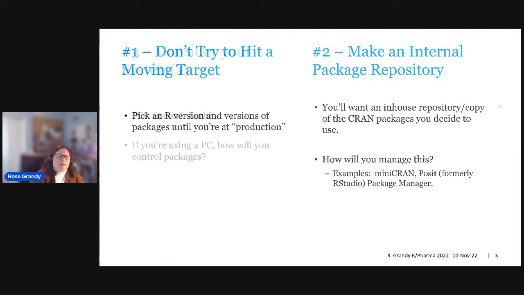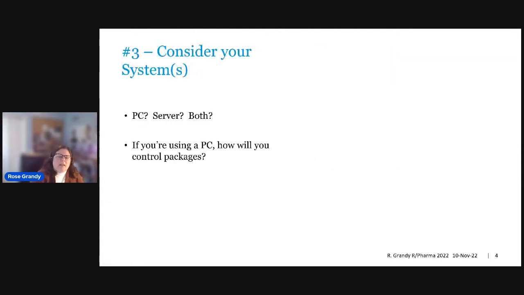Okay. On to number three, think about how your systems are set up. Do you work mostly on PCs? Do you have a server or both? This becomes a critical issue if you incorporate PCs because you'll want to figure out how to make sure that the R environment is consistent from one PC to the next. This is a little more complex than just making sure you have an internal repository to install from because it's so easy to update packages directly from CRAN and suddenly one PC is different than the next and your underlying software is inconsistent.